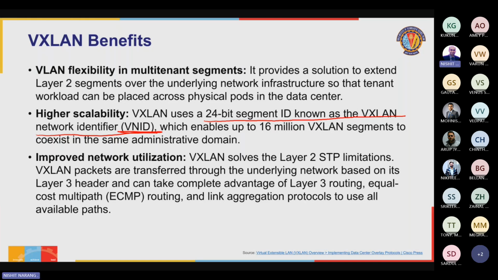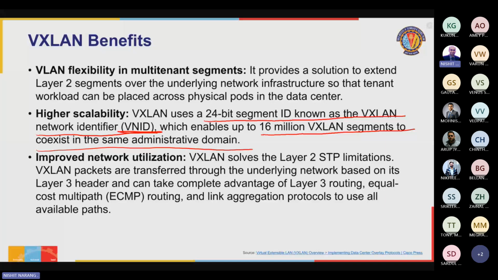Right. So VXLAN has a 24-bit ID called the VNID. And this VNID being 24-bit, it enables 2 raised to power 24, or more than 16 million, virtual networks to coexist in the same administrative domain. So within the same data center network, where VLAN ID could only support 4,000 tenant networks, VXLAN can support 16 million networks. So it basically does away with the limitation that VLAN had.